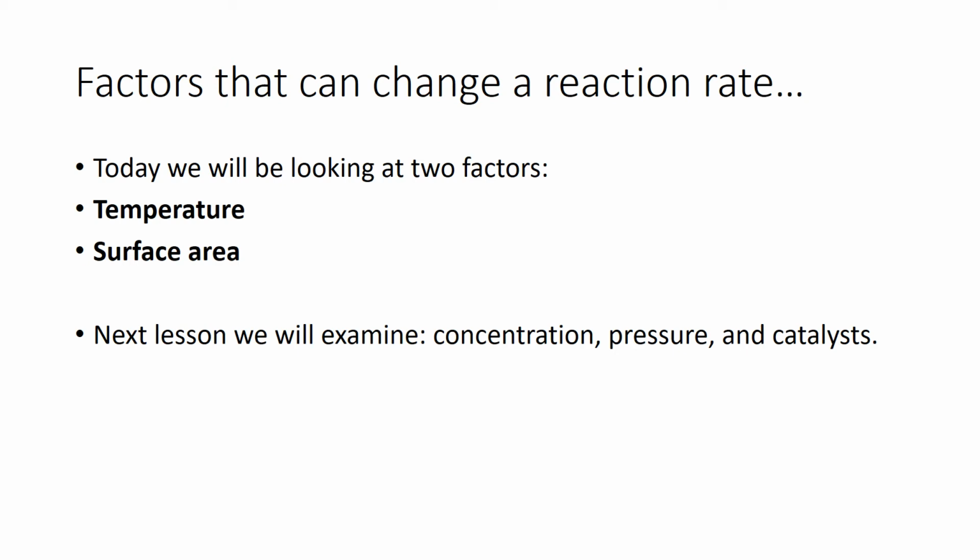Today, we're going to be looking at just 2 factors that directly influence rate of reaction. The 2 that we're going to be looking at are temperature and surface area, and I'll explain what surface area means later. You'll be familiar with temperature, but you might not know what surface area is. Next lesson, we're going to be having a look at concentration, pressure and catalysts, but today we are focusing on temperature and surface area.